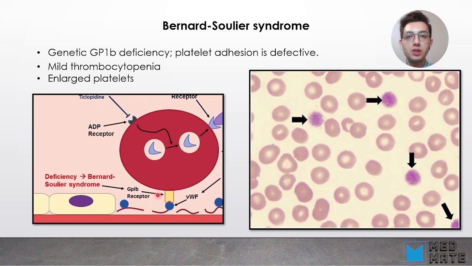Now, patients with this syndrome have mild thrombocytopenia, and also they have enlarged platelets, and that's because these platelets are a little bit immature, so they are a little bit larger. And some students correlate these enlarged platelets with the name BS, Bernard-Soulier syndrome, bulky Soccer's BS. So maybe that helps you to remember this a little bit easier.